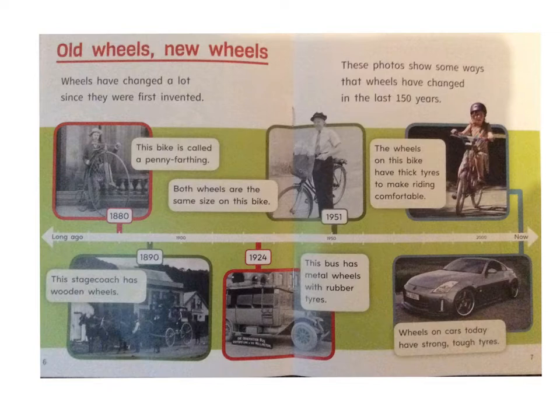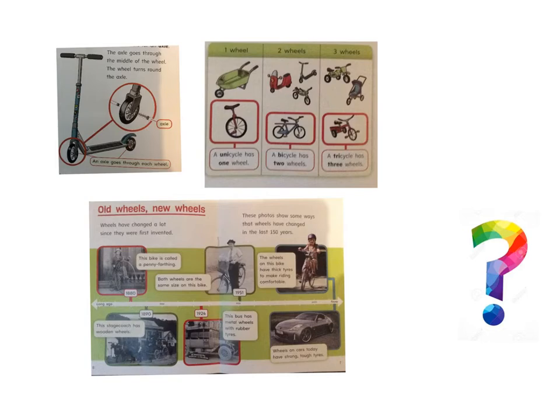Or the diagram might look something like this, where it's a timeline showing us how wheels have changed over time. The purpose of a diagram in a story is to give us extra information, to help the reader to understand more, and to help them to visualise things that the writer is trying to explain.